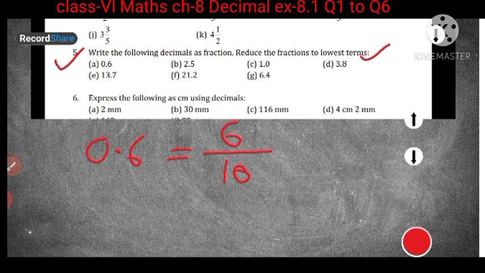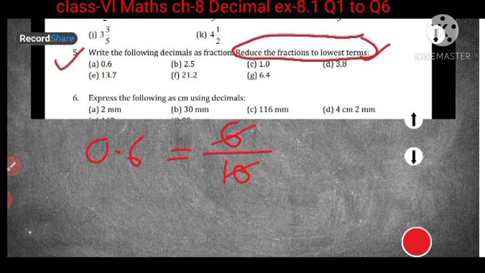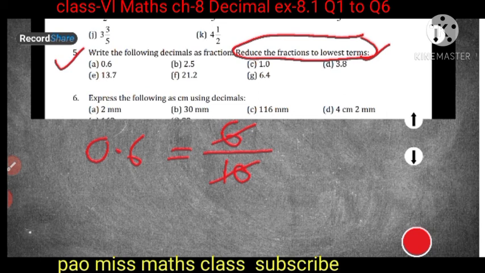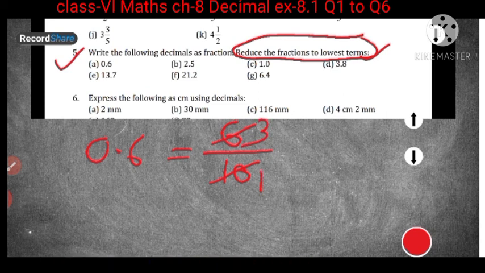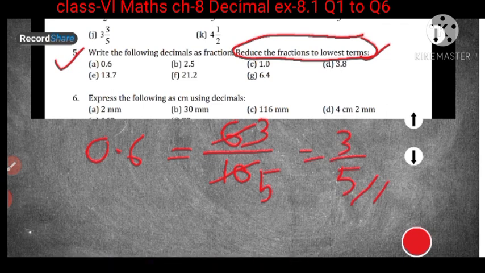Now 6 upon 10. Now you have to reduce this to the lowest term. So lowest term means we have to cancel this. How will you cancel? Both are divisible by 2, isn't it? 2 3s are 6 and 2 5s are 10. So what is the answer? 3 upon 5. Now 3 upon 5 is a fraction, isn't it? So we got the answer.